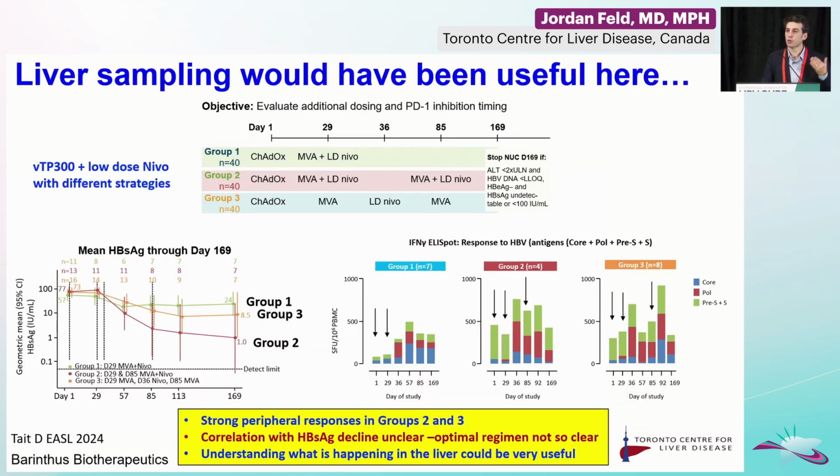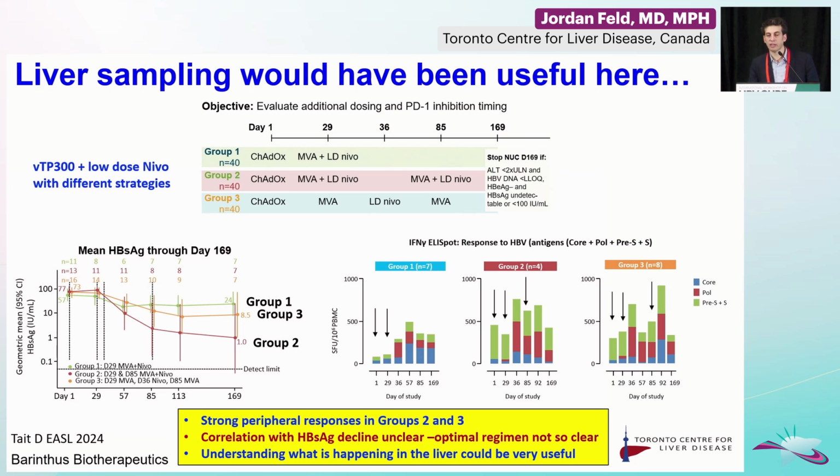So just to show you where liver sampling might have been useful, we are starting to delve into the world of therapeutic vaccines, and this is with the VTP-300 with low-dose nivolumab with different strategies. So you can see the vaccine given as the prime and boost alone, or the prime boost with nivolumab, sort of mixing in the nivolumab at different stages. And what you see in the bottom are different outcomes. So you see group 1, group 2, and group 3 have different outcomes of their surface antigen decline through treatment.